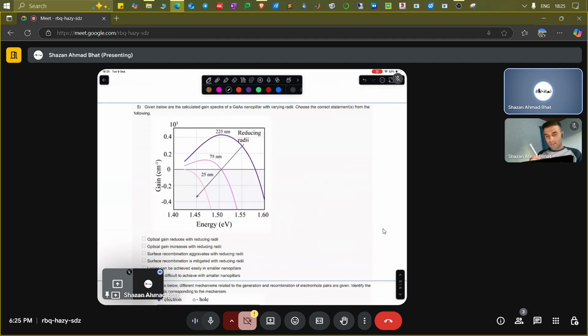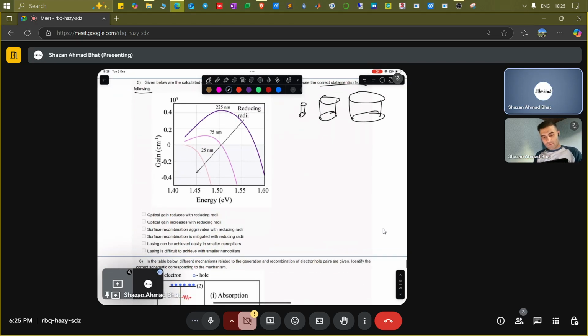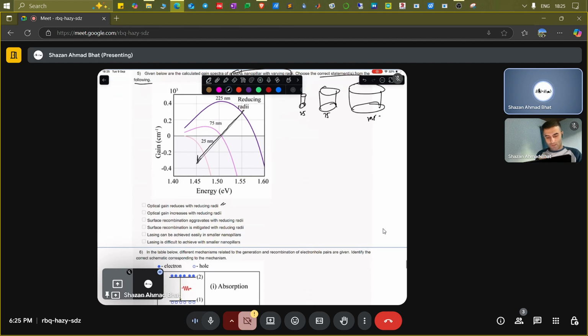Now, given below are the calculated gain spectra of the gallium arsenide nanopillars with varying radii. So you have the gain spectra of nanopillars, and the radii have been varied. We have to choose the correct statement from the following. First, the radius is reducing in this direction. So let's say this is 25 nanometers, this is 75, this is 225. And you see the gain is reducing. So the optical gain reduces with reducing radii. That is what we can see. This is the gain, and this is getting reduced.